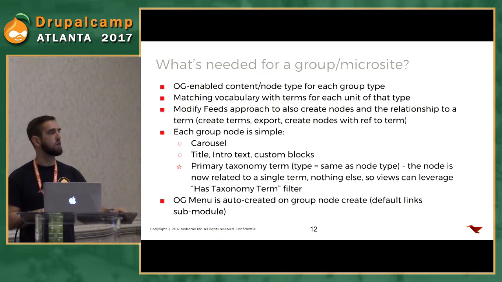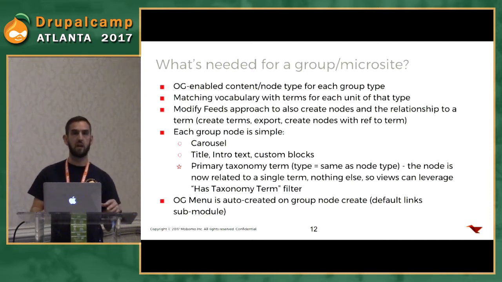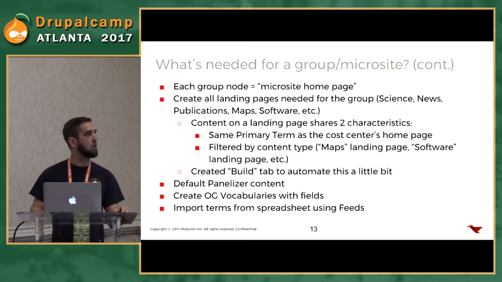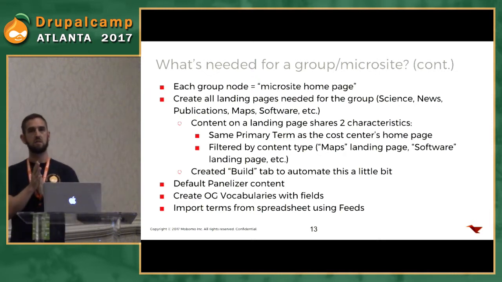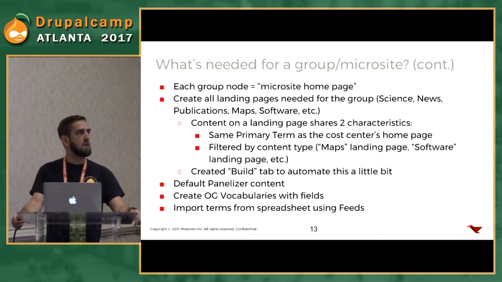OG menu gets created when you create the group node. It's got this nice little sub-module for default links, so it'll automatically create a home link when you create the node itself. So each group node turns out to be the home page of the microsite. You've got all these different landing pages. This is kind of how we decided to go about building the different sections within the home page.